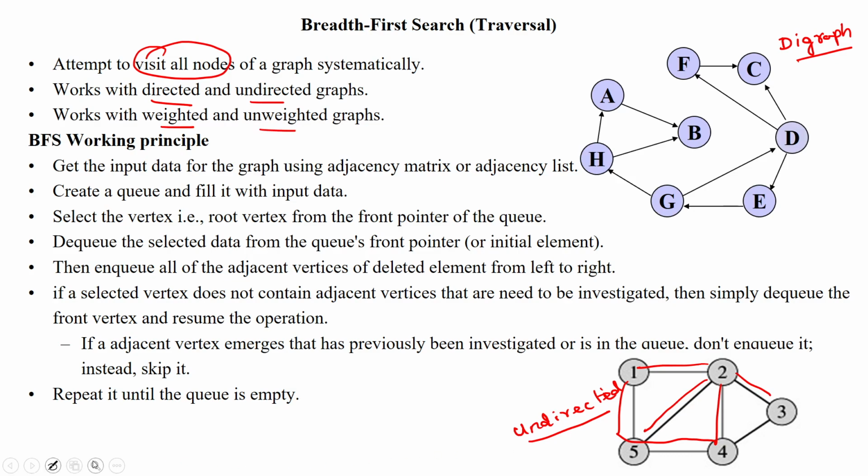Suppose if I want to visit the 3, you can go through 2, or you can go through 1, 5, 4, 3, like that. So any way you can select based upon the procedure.